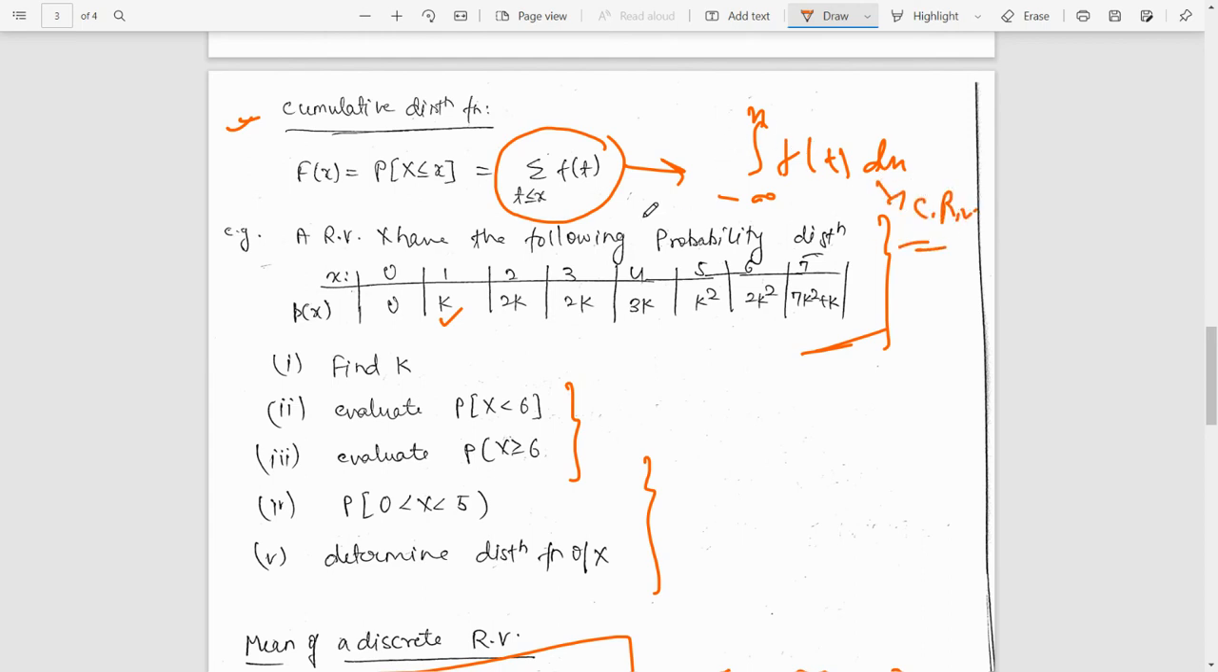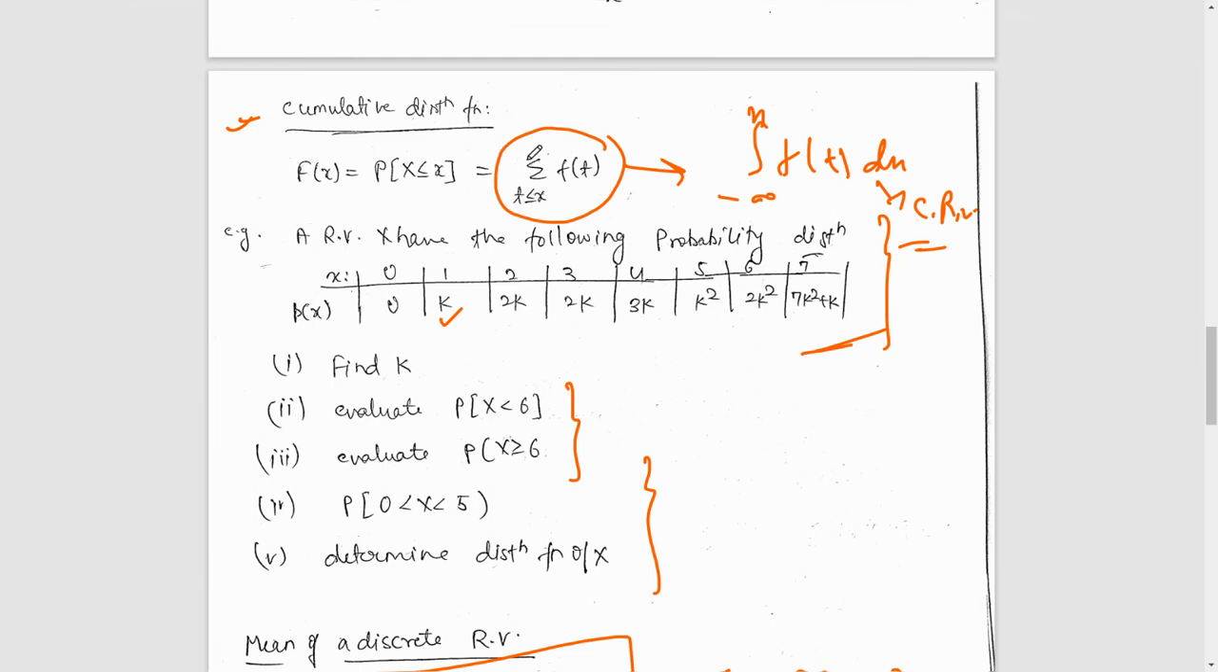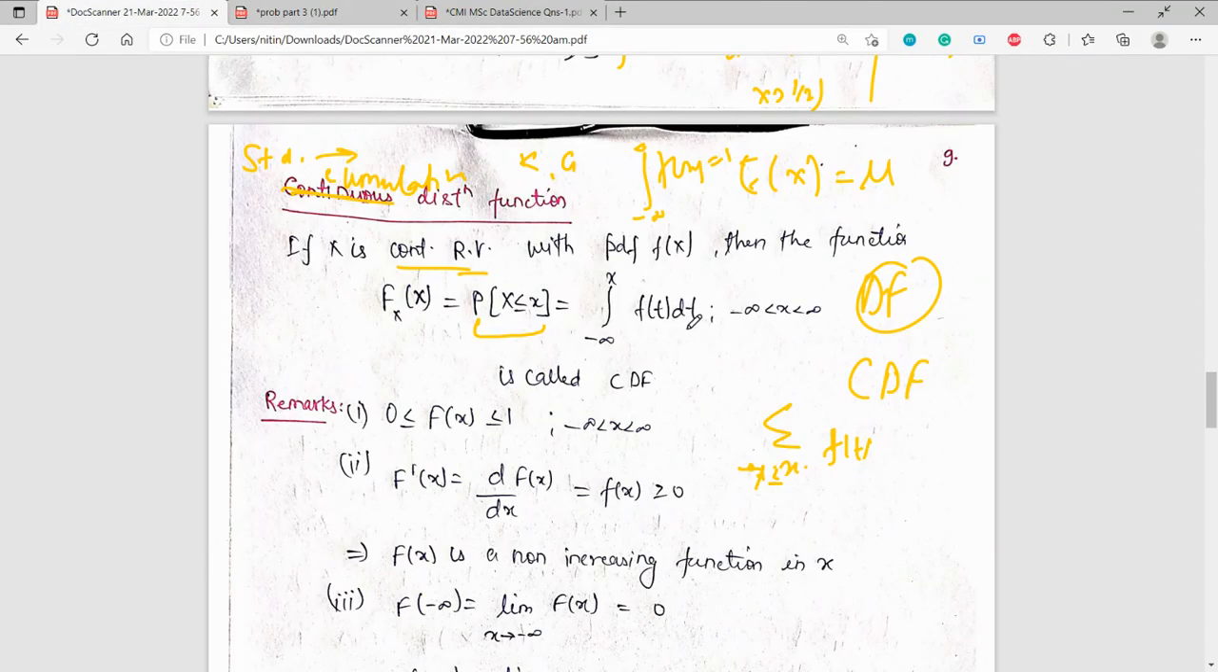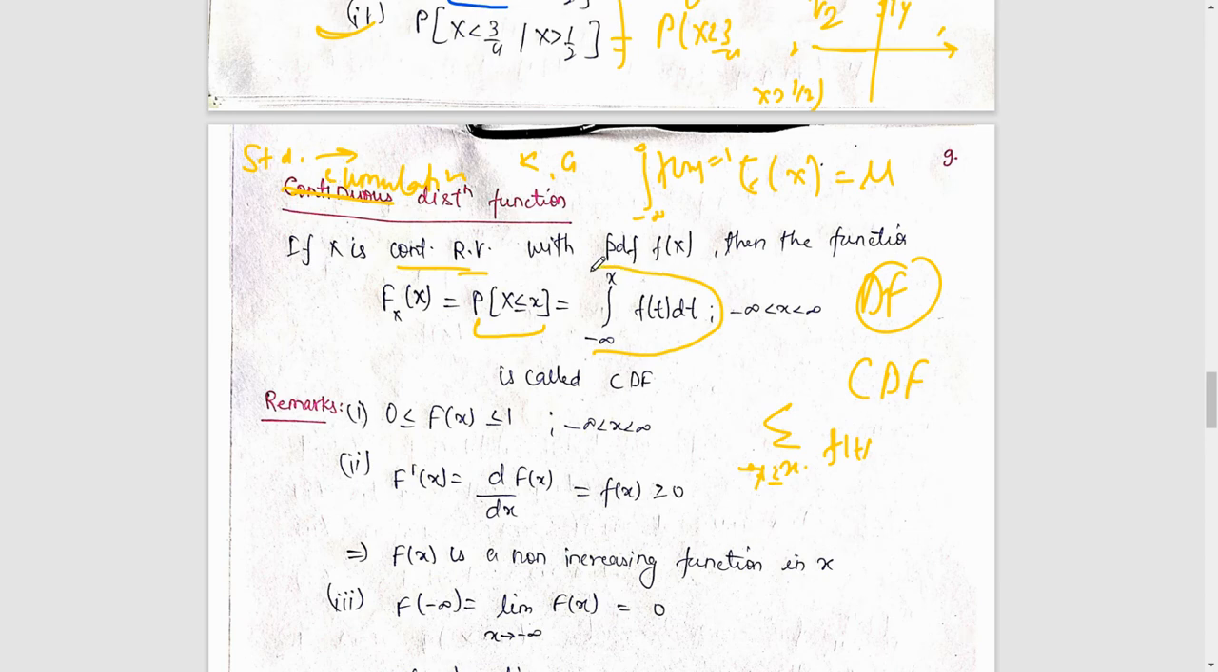So if you understand the simple thing: in the discrete case, you use the summation sign, and in the continuous case, you use the integral sign. The same formula will be used, the same type of intuition will be used. That's why this particular thing is written in this form. So this is called the cumulative distribution function.